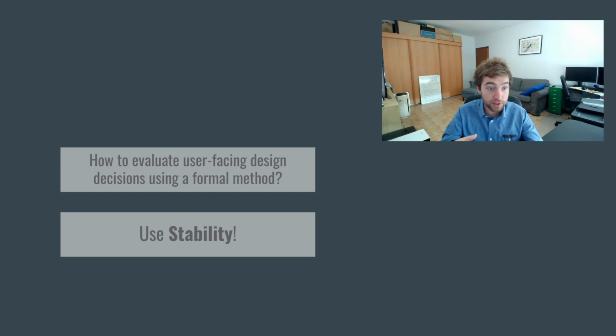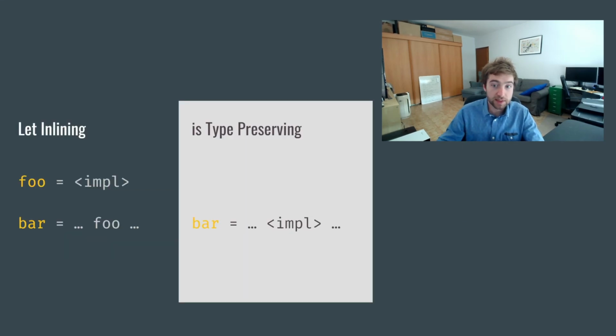And we're going to be tackling this using the concept of stability. So with this we mean that making small innocuous changes or program transformations to the code should not have a major impact on the meaning of the code. And we're going to start doing this by constructing a small list of program transformations or properties that we want our compiler to satisfy. And the first one of these properties is, for example, that let inlining should be type preserving.